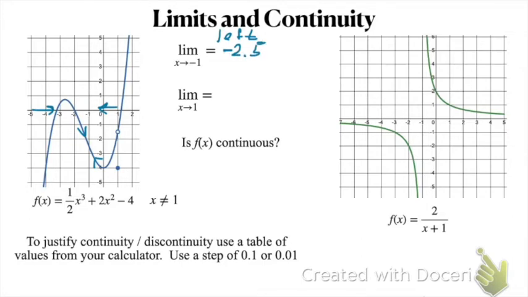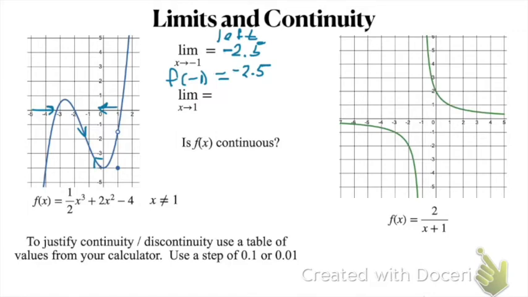Then we look at what f of -1 is. And you'll see that f of -1 is also -2.5. So what we can say is at this point right here at -1, we have a continuous function because f of -1 and the limit agree.